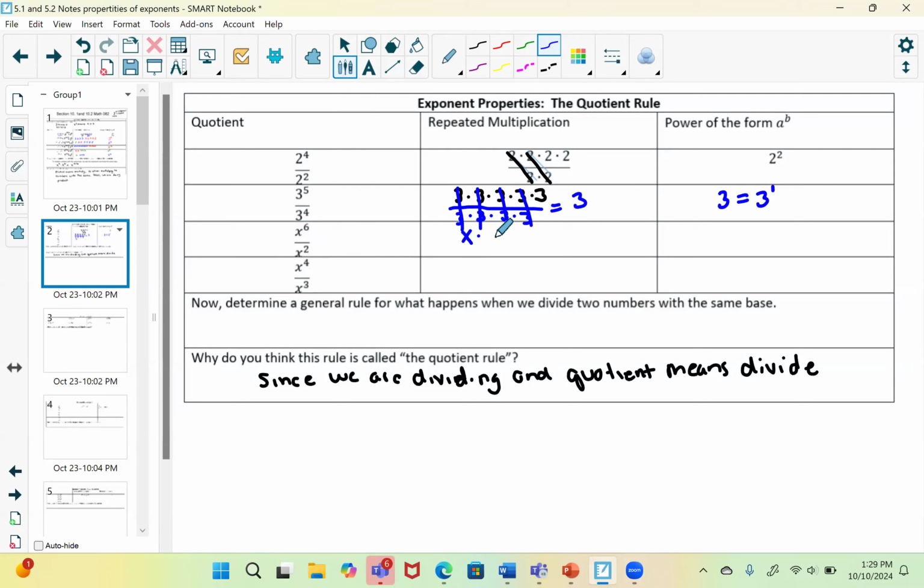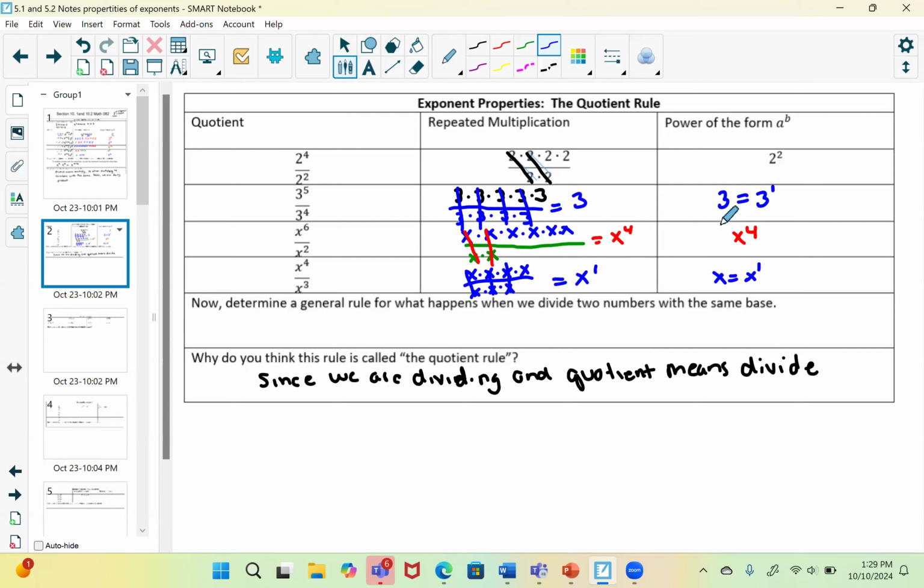We'll do it with variables, but we have x to the 6th, so I have x multiplied by itself 6 times. Okay, and just make sure you're counting carefully with these, and then I have x squared, which is x times x. I can cancel 2 pairs, and then I'm just left with 1, 2, 3, 4 x's, x to the 4th. Okay, then the last one, I have x to the 4th, which is x times x times x times x over x cubed, which is x times x times x. 3 pairs cancel, and I just get x, or x to the 1st.